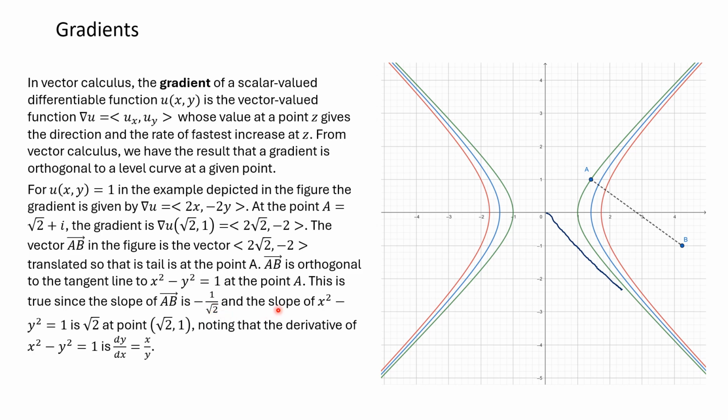And then if we take the derivative of x squared minus y squared equals 1, we find that it's y over x. And so its slope at this point A is the square root of 2 over 1. And so you can see that the two slopes are the negative reciprocal of each other, which, as we know from basic algebra, means the two lines, or the two vectors, are orthogonal. So it turns out that's true in general, and we'll show that in the following slides.